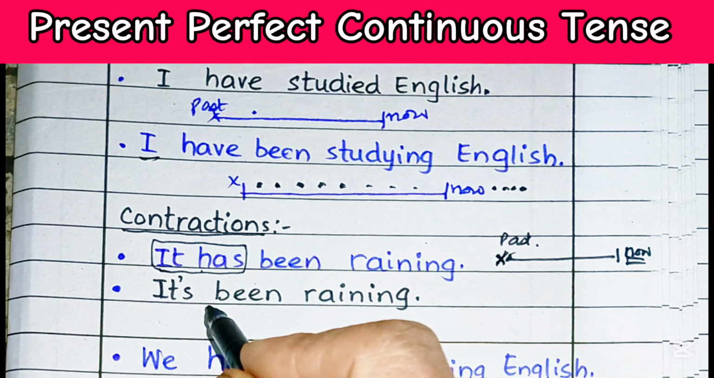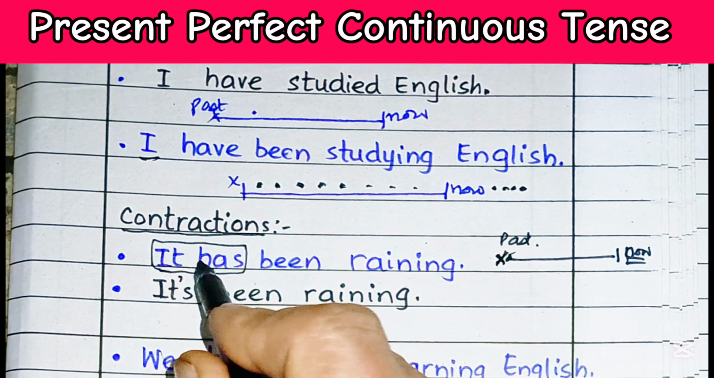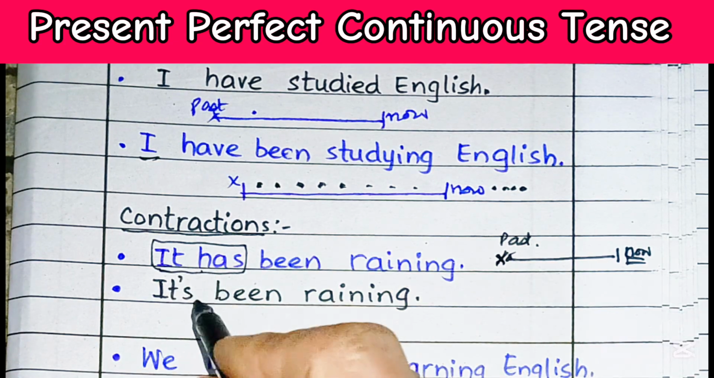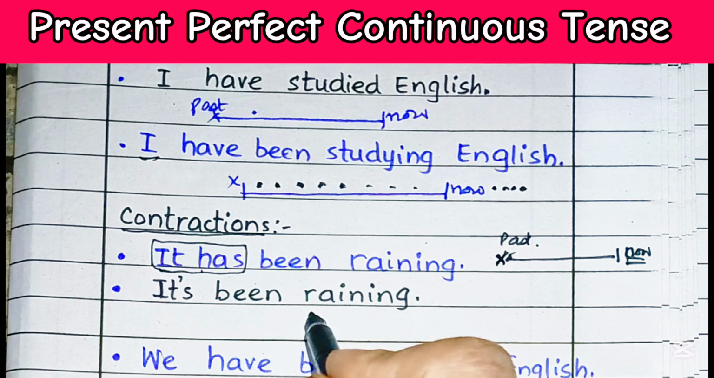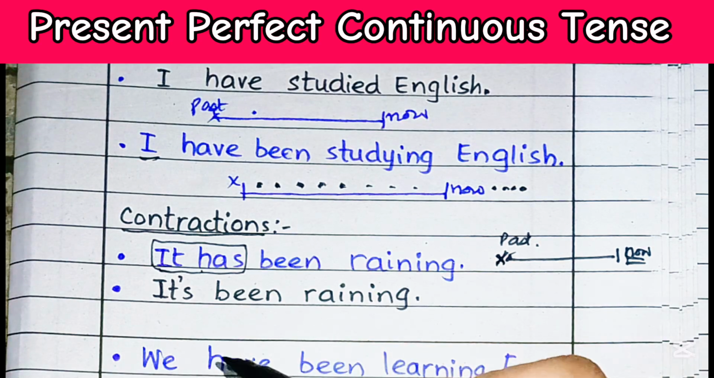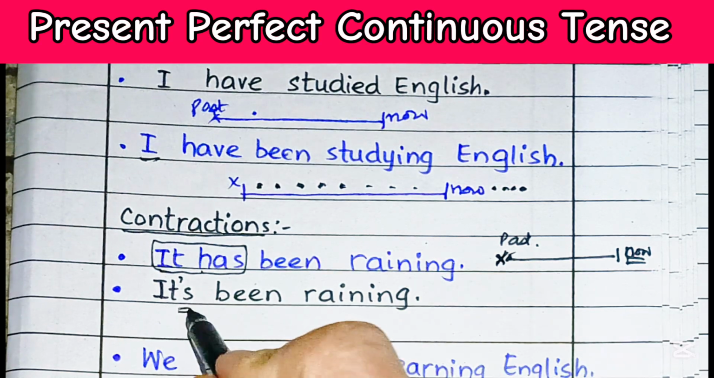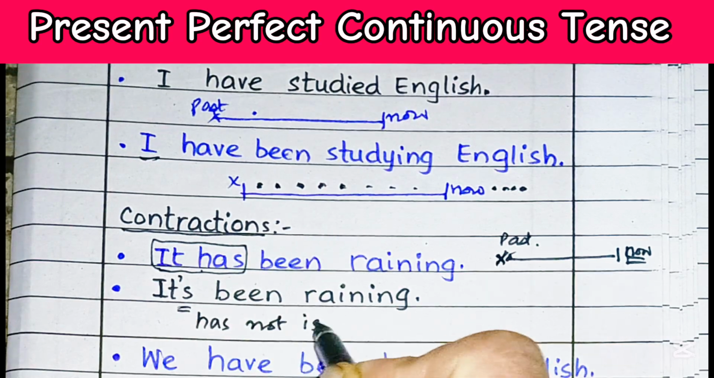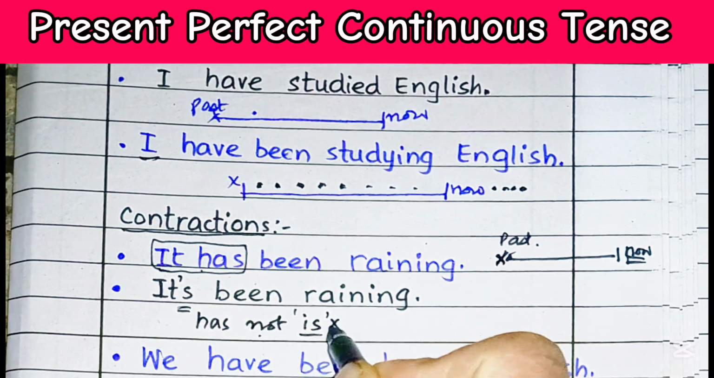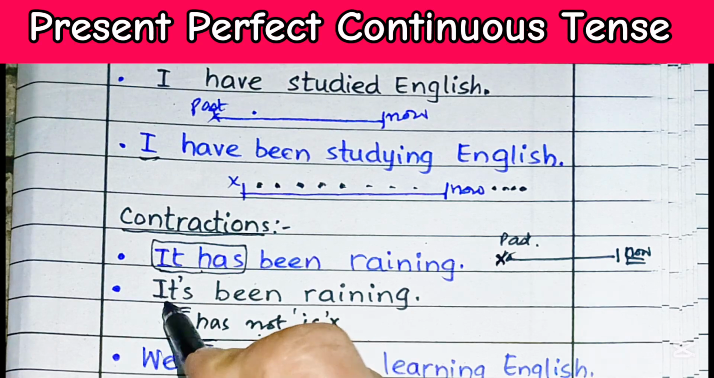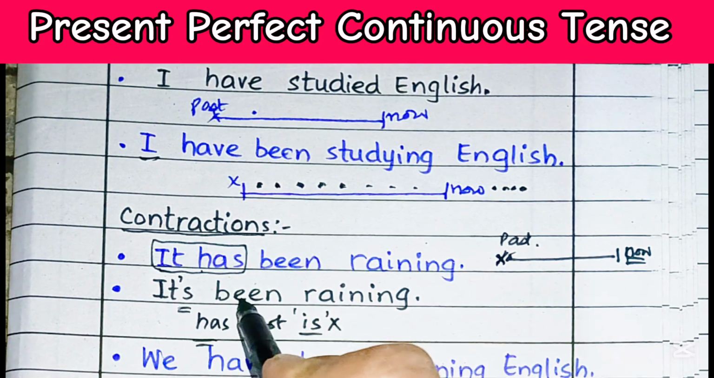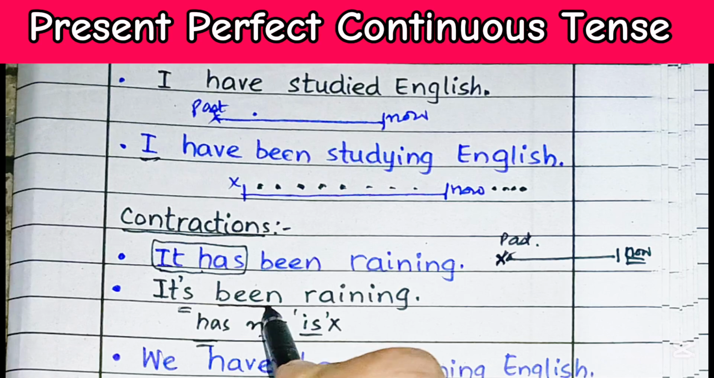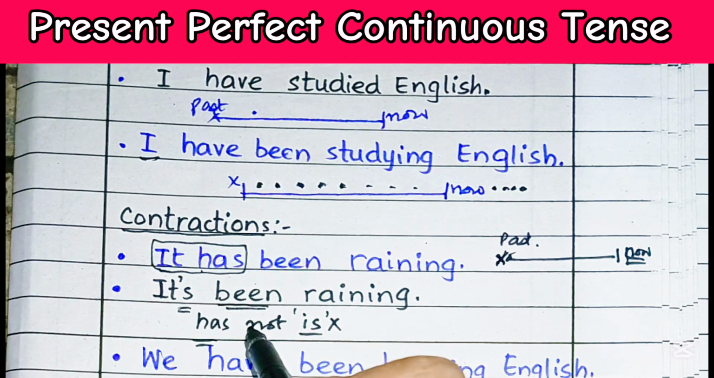If we add it and has together, then the result will be it's been raining. But we have to remember that this is has, not is. It is not going to be is. This is not is, this is has. So we say it's been raining, because after this contraction we have got this past participle form.